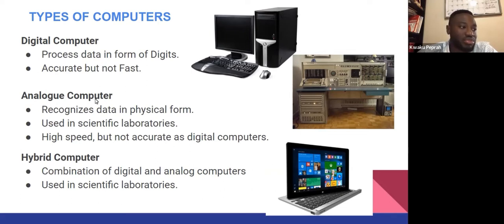We have the analog computer, which recognizes data in physical form. And this is an example of it. As you can see, it is a lot bigger than the digital computer. And it was manufactured to be used in scientific laboratories. It has high speed, but not accurate compared to the digital computer. So now you can see the difference is that digital computer is accurate, but not fast. But analog computers are fast, but not that accurate compared to a digital computer.